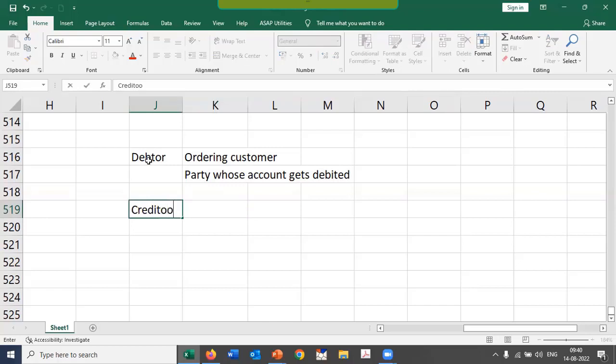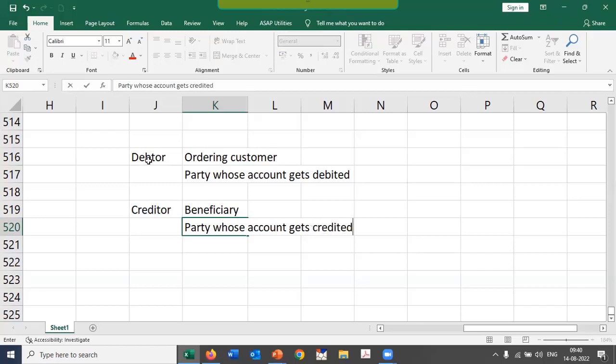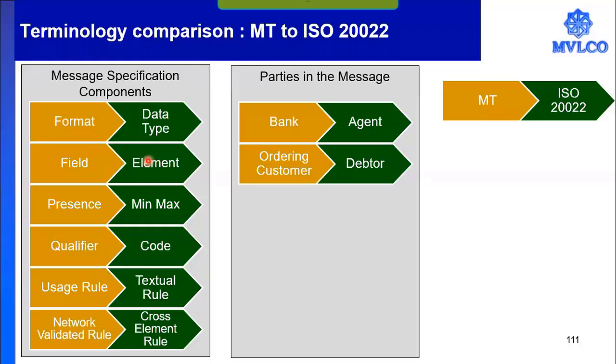Creditor in MT would be the beneficiary. I will also like to add another part here: the party whose account gets credited. This is the thought we have to keep in your mind, because we will also be talking about terms like the ultimate debtor and the ultimate creditor. I'll explain those concepts also on this slide only. Once I conclude discussing this slide, I'll talk about the ultimate debtor and the ultimate creditor.